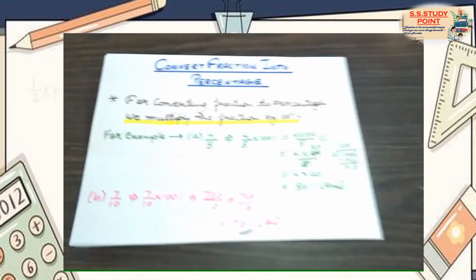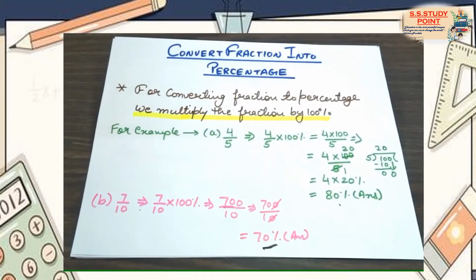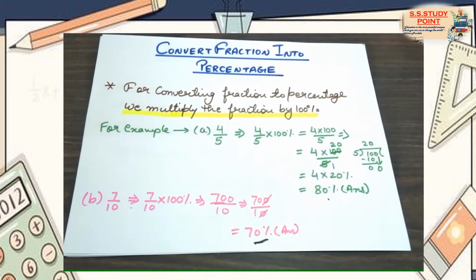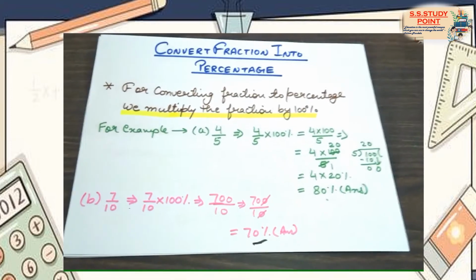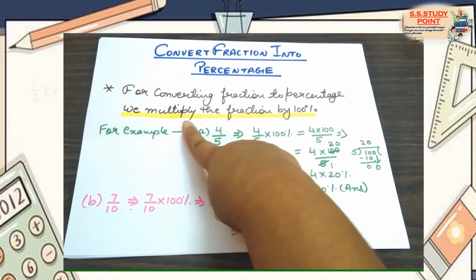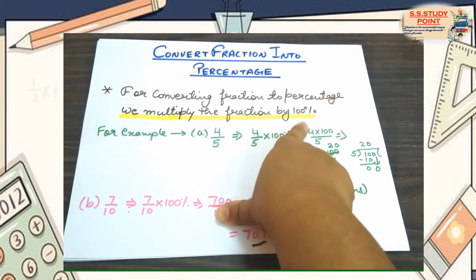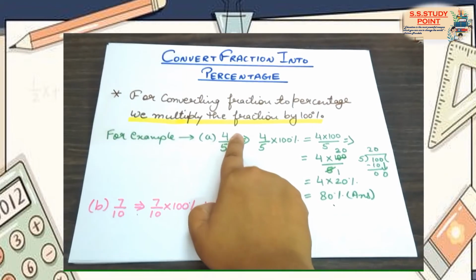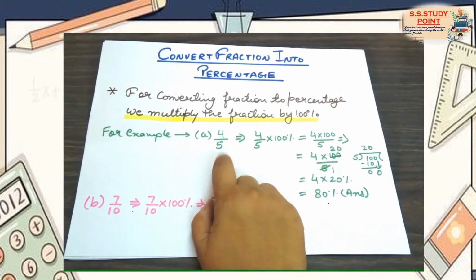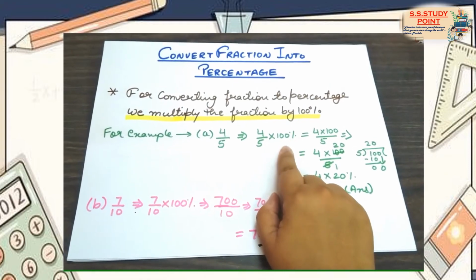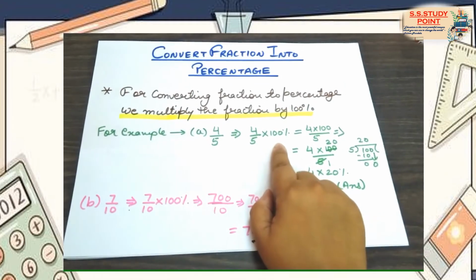Now we will convert a fraction into a percentage. For converting a fraction to a percentage, we multiply the fraction by 100%. Let's take an example, 4 by 5. 4 is the numerator, 5 is the denominator. So 4 by 5, if I want to convert it to percent, I need to multiply by 100%.